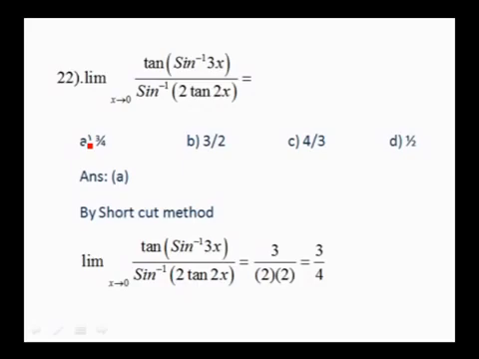So ಇದಕ್ಕೆ ಬಂದರೂ ಇಲ್ಲೂ ಅಷ್ಟೇ. It is tan sin inverse 3x, sin inverse 2 into tan 2x. The answer is 3 over 2 into 2. So 3 over 2 into 2, 3/4. ಸೊ ಯಾವುದೇ ಆ ಥರ ಪ್ರಾಬ್ಲಮ್ಗಳು ಬಂದಾಗ ಬರೀ ಆ ನಂಬರ್ಸನ್ನು ಬರೆದುಬಿಟ್ರೆ ಸಾಕು, ಯು ಗೆಟ್ ದಿ ಆನ್ಸರ್ ಬೈ ಶಾರ್ಟ್ಕಟ್ ಮೆಥಡ್.